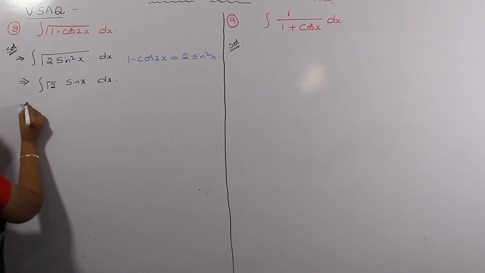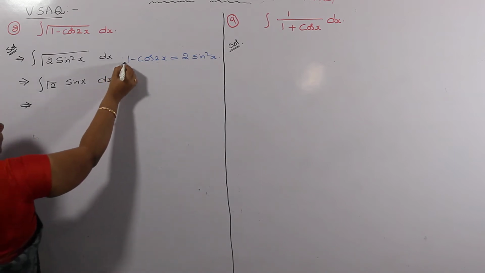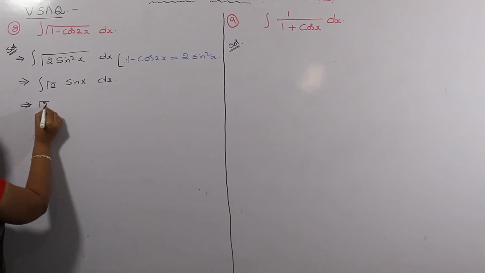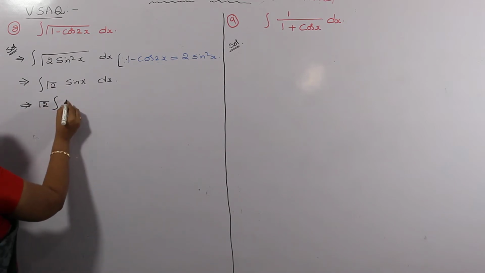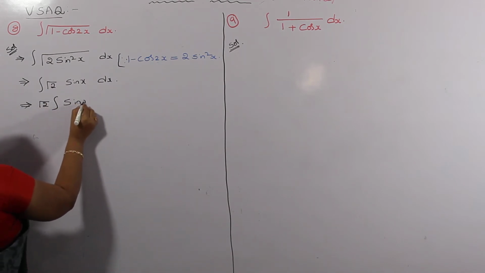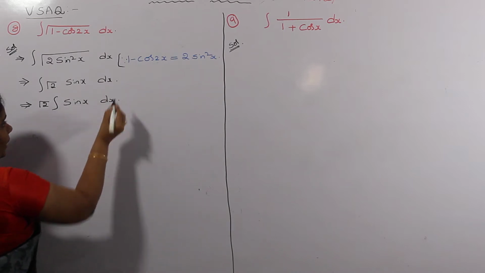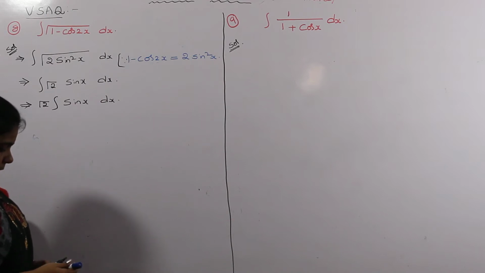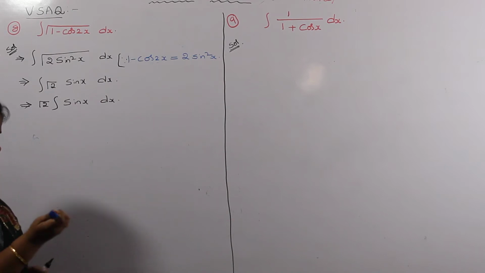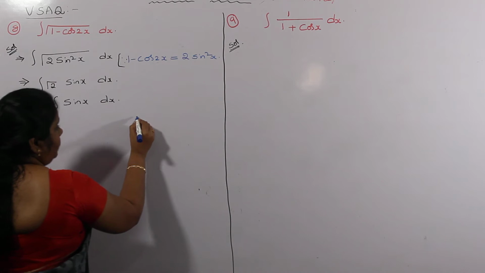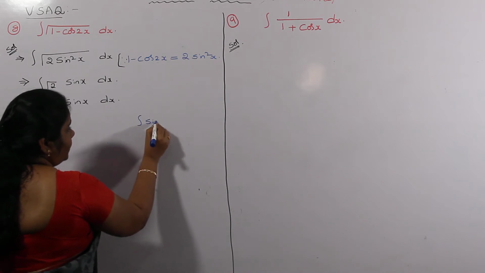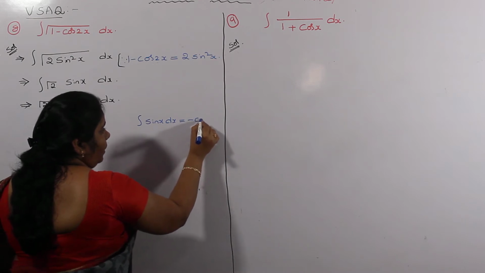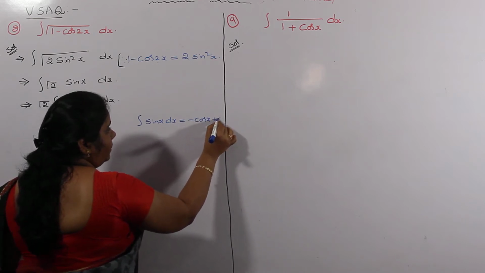This root 2 is a constant. Again, this is taken out: root 2 into integral of sin x dx. We have the formula. What is the integral of sin x dx? Integral of sin x dx is equal to minus cos x plus c.